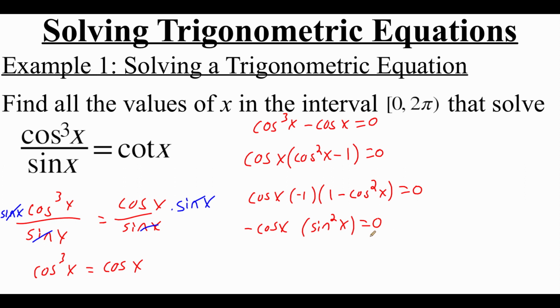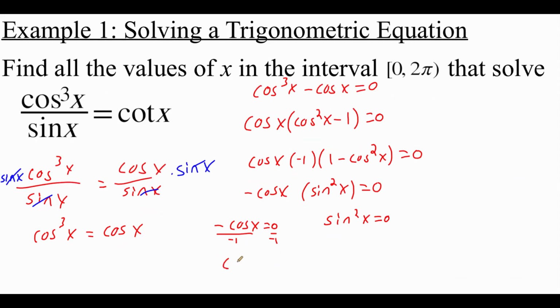Now just like when we do factoring with an algebraic equation, a trigonometric equation works the same way, where now that we have this factored out, we can take each individual factor and set them equal to 0. So we've got this negative cosine of x equals 0, and we've got our sine squared of x equals 0. Now to get rid of this negative in front of my cosine, I'm going to divide both sides by negative 1. So I get the cosine of x equals 0.